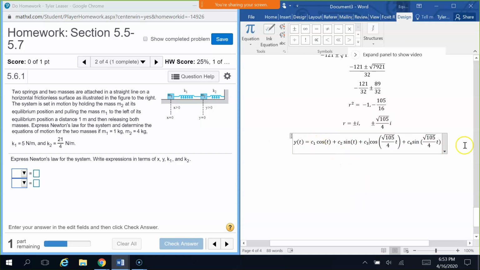But we have to figure out what these constants are, and we can't really figure out what those are yet until we figure out what the x solutions are.